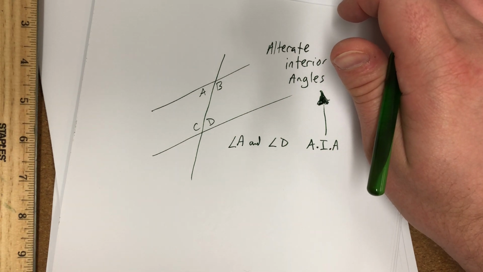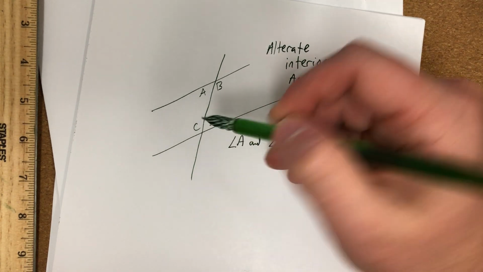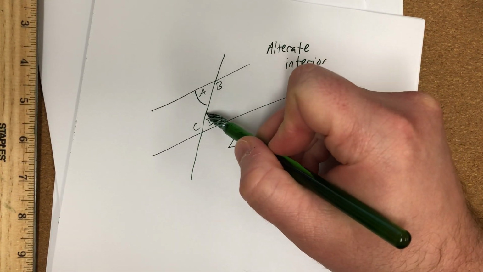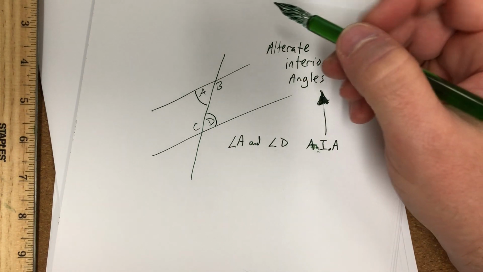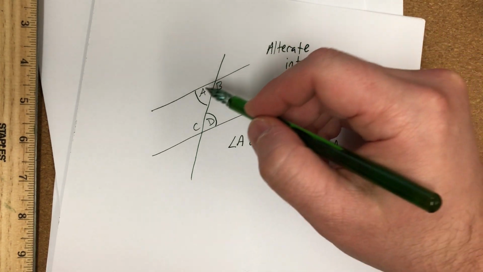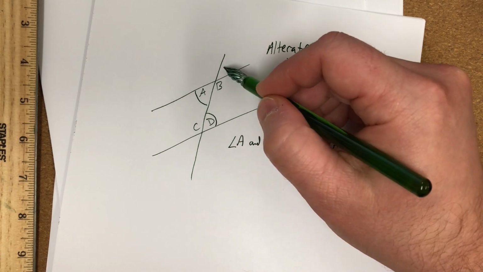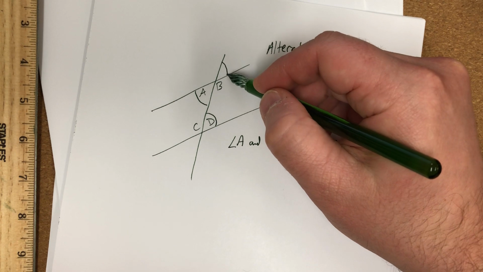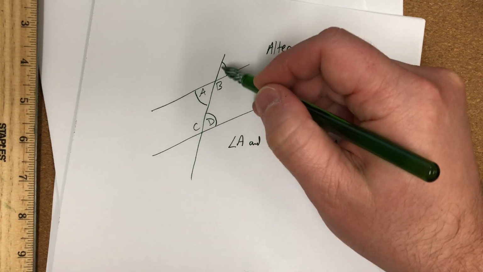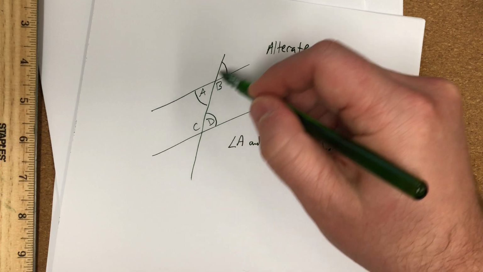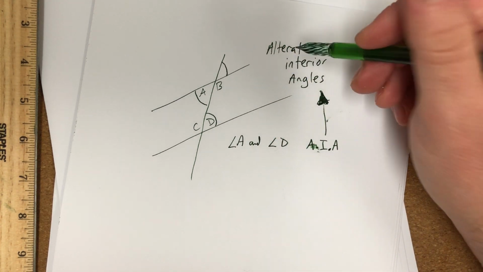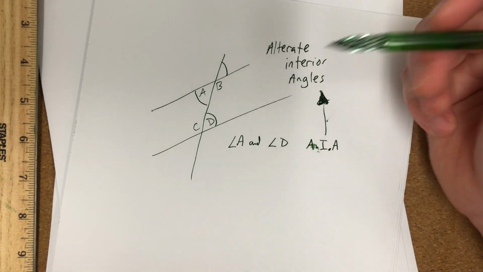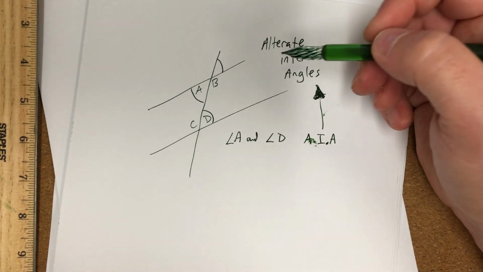Oh, well, let's see. They're in between those two lines, and one's on one side and one's on the other side. And if you remember from what we were talking about before, well, A and this one over here, which I didn't give a name, those are equal to each other, and this angle and D are equal to each other. So that means that A and D are actually equal to each other. So alternating interior angles are actually equal to each other, or congruent to each other.